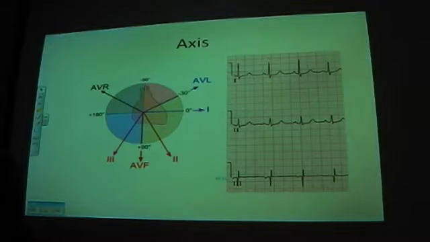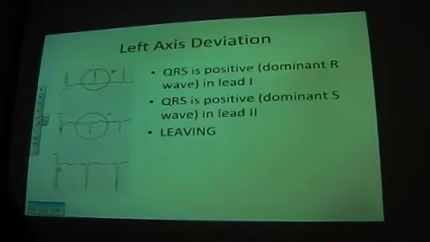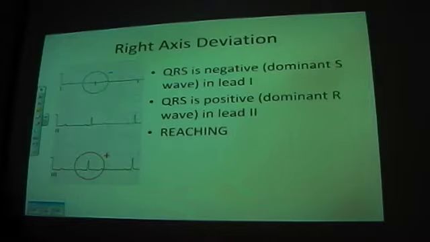Looking at the axis, there's a huge degree of normal here. Apparently, normal axis is anything from -30 to +90 degrees, so the heart can really swing around quite a lot before you're getting concerned. To interpret this, you're using leads 1 and 3. As you may well know, in left axis deviation, you're looking for a leaving pattern, positive in lead 1, negative in lead 3. Whilst in right axis deviation, you're looking for a reaching pattern, negative in lead 1 and positive in lead 3.